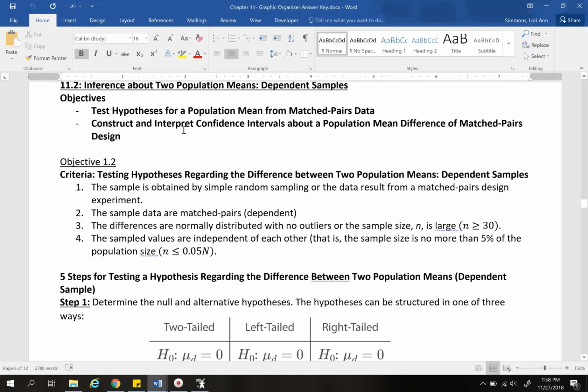The objectives for this lesson are to test hypotheses for a population mean from matched pairs data and construct and interpret confidence intervals about a population mean difference of a matched pairs design.